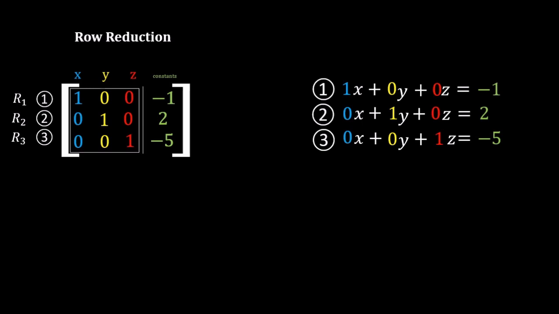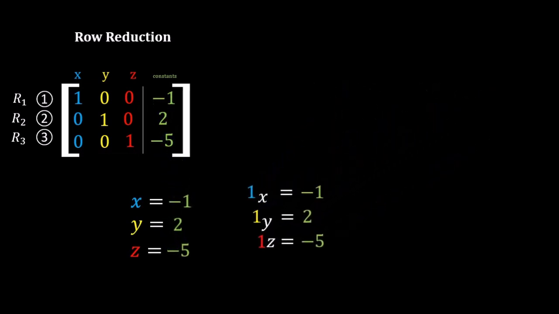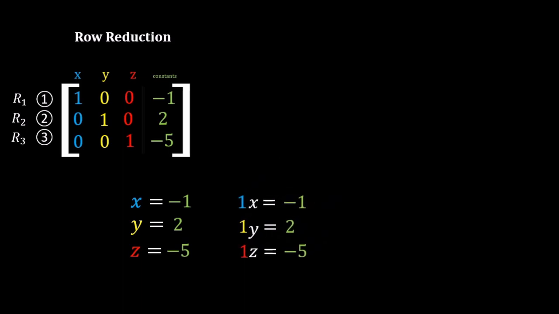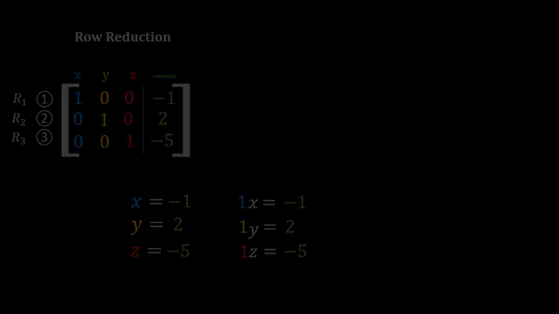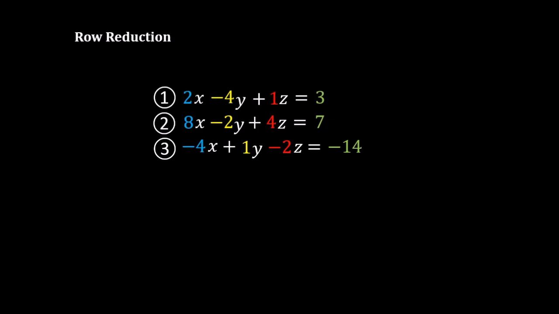The solutions to the system are the constants left over, negative 1, 2, negative 5. This is because if we rewrite the system of equations on the right so that the 0 coefficients are invisible, we get 1x equals negative 1, 1y equals 2, and 1z equals negative 5. Neat, right? Let's do one more, except with only matrix visuals.